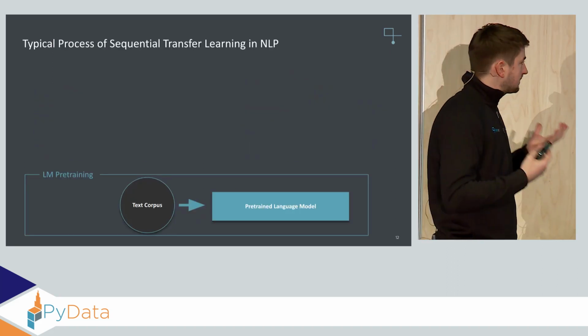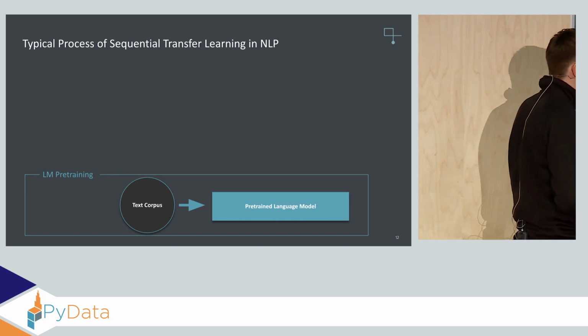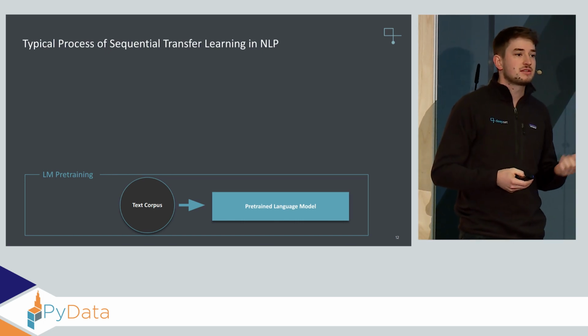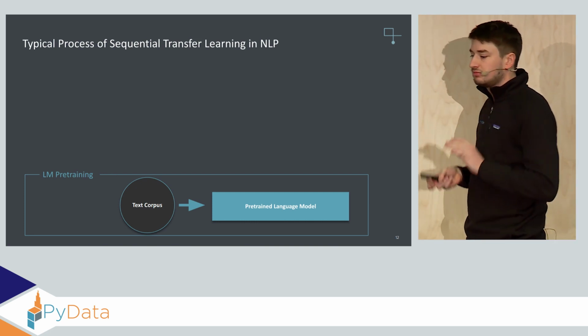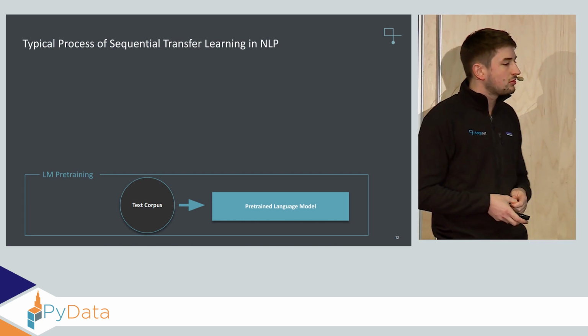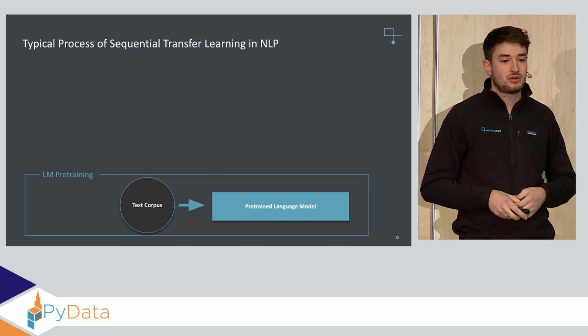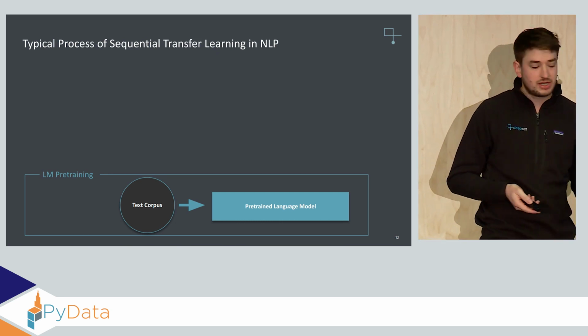So how exactly is transfer learning now performed in NLP? What different phases do we have there? There are different styles of transfer learning, but most of the time, right now when people talk about it, it's sequential transfer learning. And sequential transfer learning has 3 phases.